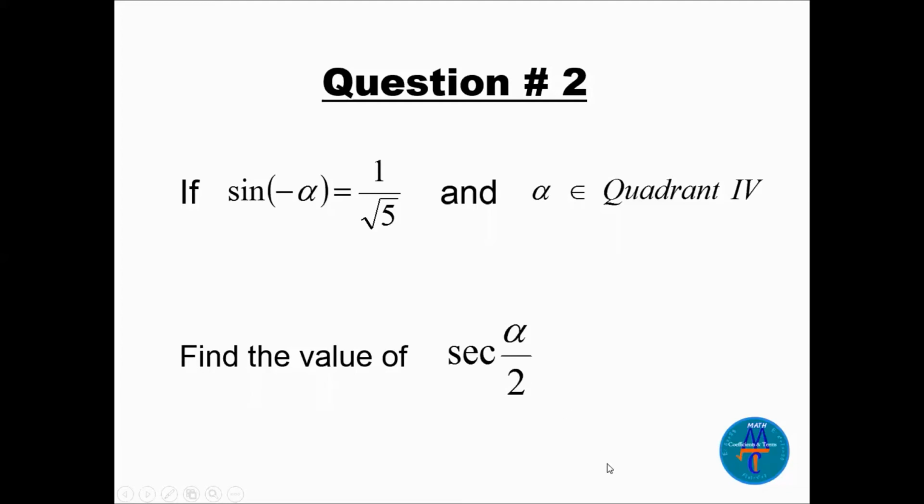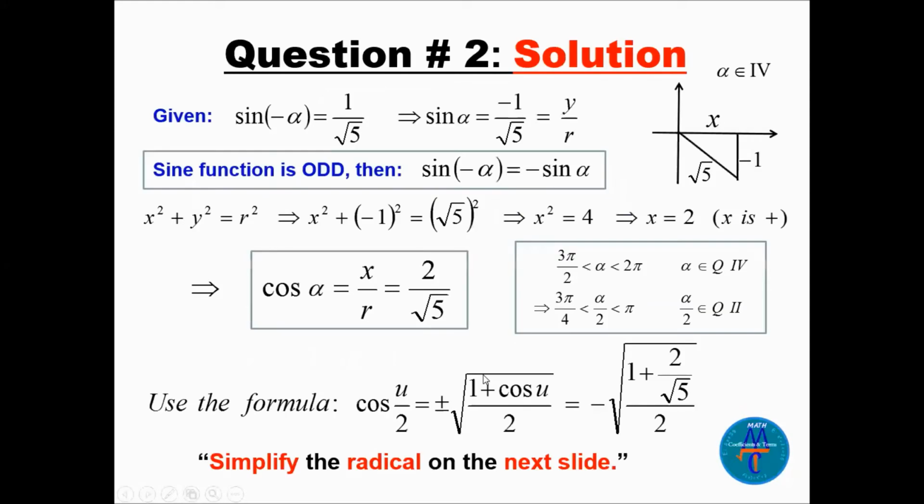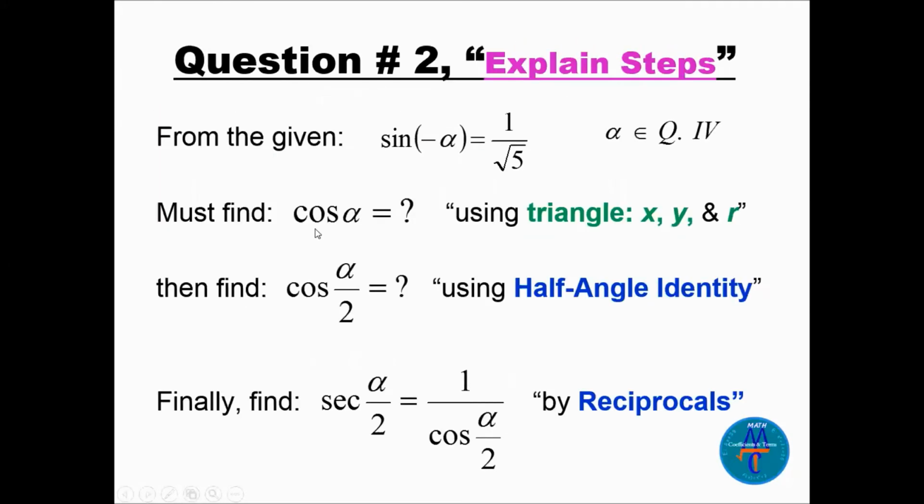I will show you the steps first. You can also take a little pause here and think, how can you reach from sine of minus alpha? For sure we need sine of alpha from here. And then we have to reach secant of alpha over 2. There are some steps here. So I will explain only the steps on this slide. Let's go back.